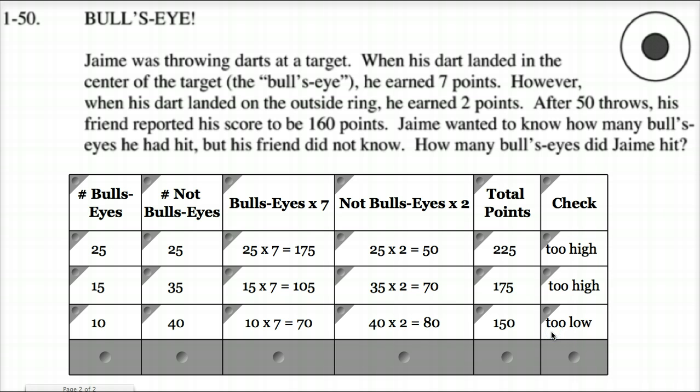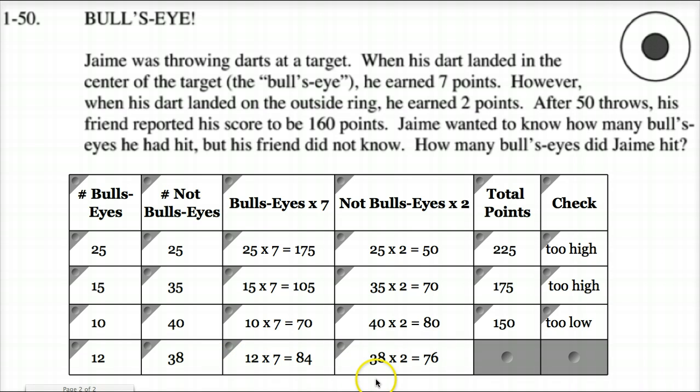So I'm going to try one more guess. 160 is the number of points Jamie earned, and 150 is a little bit closer than 175, so I'm going to pick something closer to 10 than 15. I'll pick 12 bullseyes. 50 minus 12 is 38 non-bullseyes. 12 times 7 is 84, and 38 times 2 is 76. If I add up 84 and 76, I get 160, which means I got the right answer.